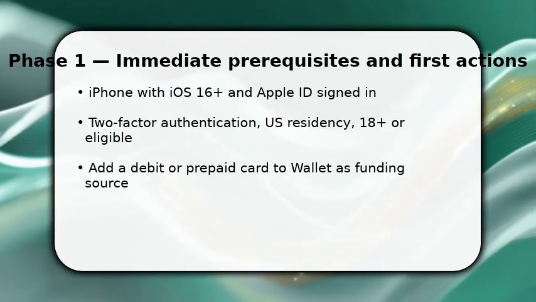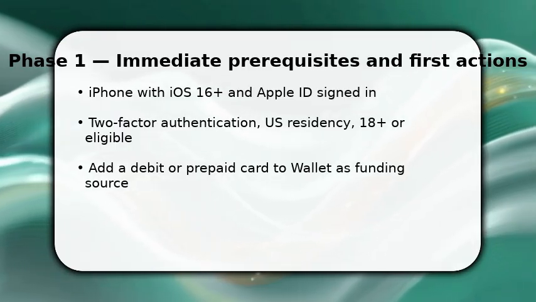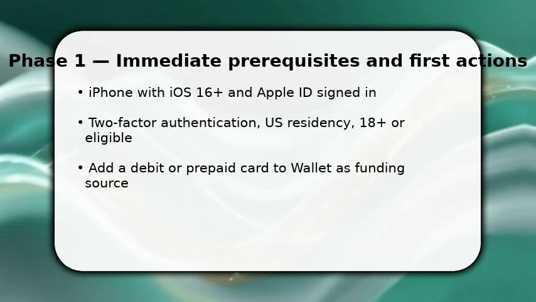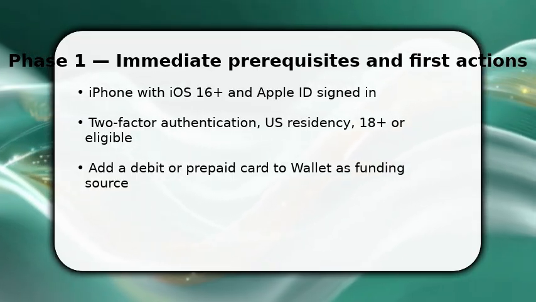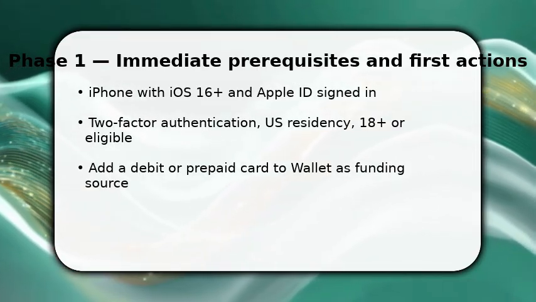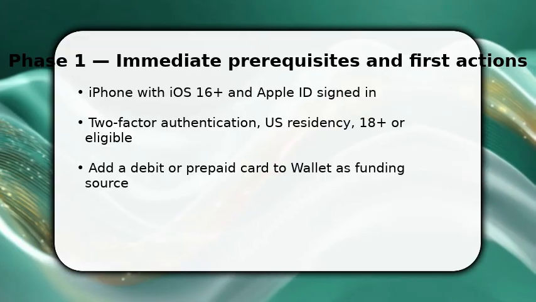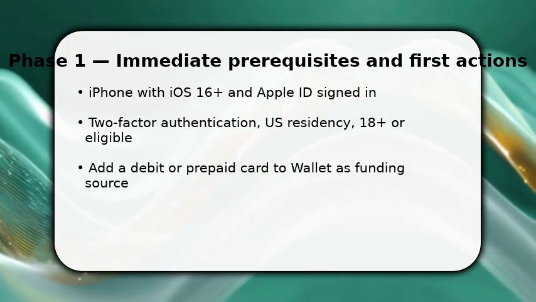You start by confirming prerequisites. Sign into iCloud with your Apple ID, enable two-factor authentication, and confirm you meet residency and age rules. Once done, open Wallet and add a debit or prepaid card as a funding source. This is required to fund Apple Cash. Make sure your device has cellular or Wi-Fi and the latest iOS.